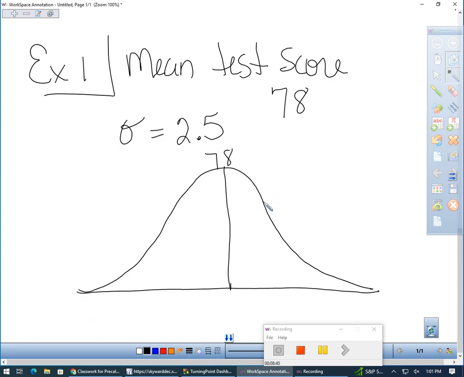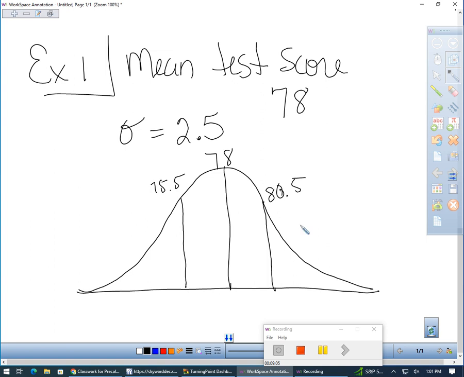Now, when I have a standard deviation, to the right, we are going to add 2.5 to 78. So in between here, it goes up to 80.5. If I go below the mean one standard deviation, then I would subtract 2.5, and so I'd have 75.5. So 68% of the scores should fall between 75.5 and 80.5.